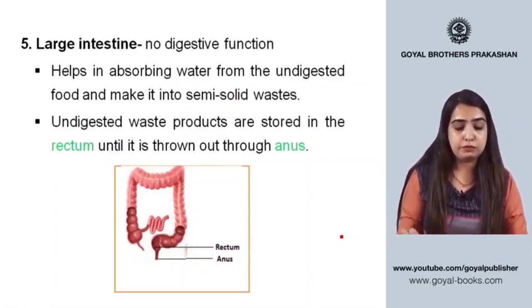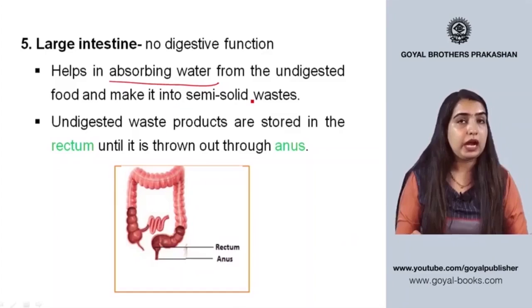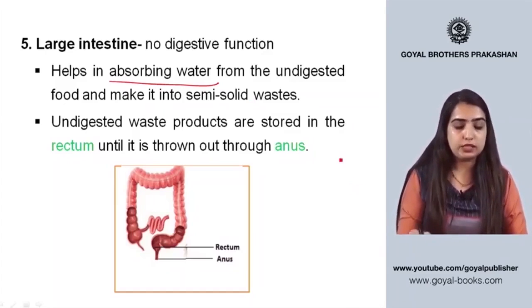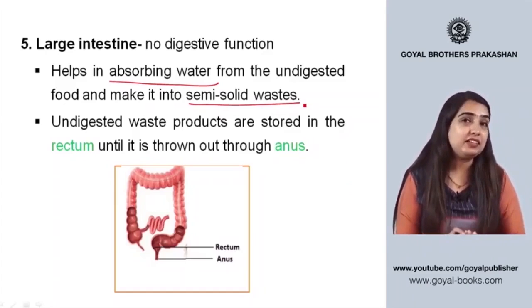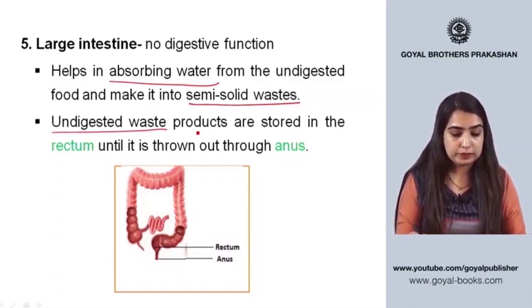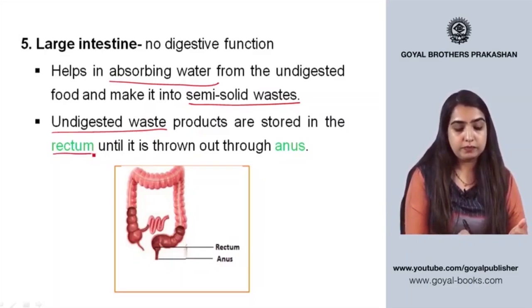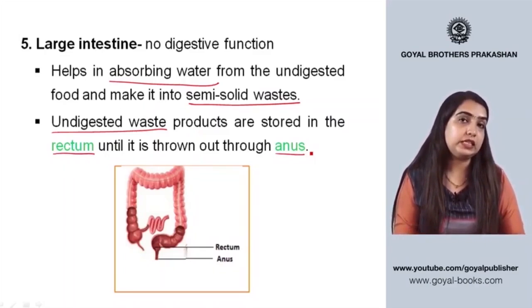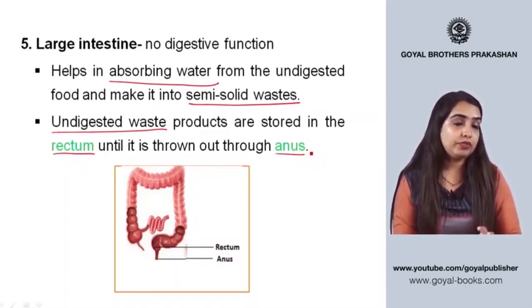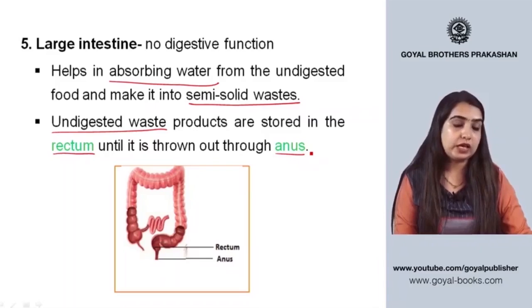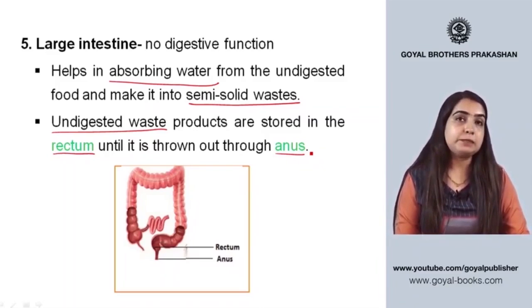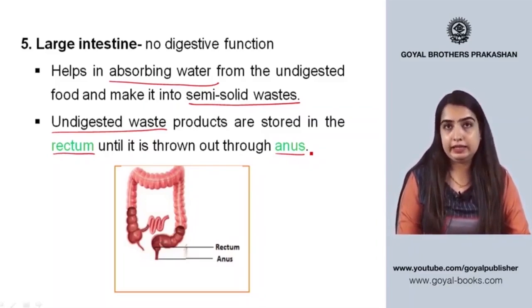but it helps in absorbing water from the undigested food and makes it into semi-solid waste. It is here that undigested waste products are stored in the rectum and then thrown out through the anus. It is the removal of undigested waste products. So this is how our process of digestion is completed. We see that it begins in the mouth and ends at the anus.